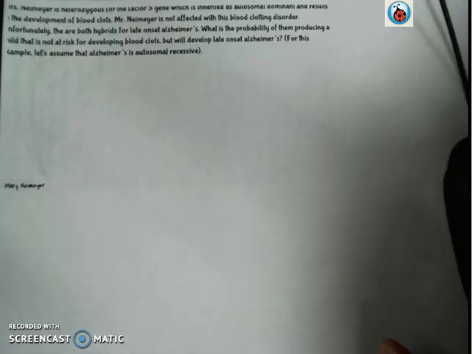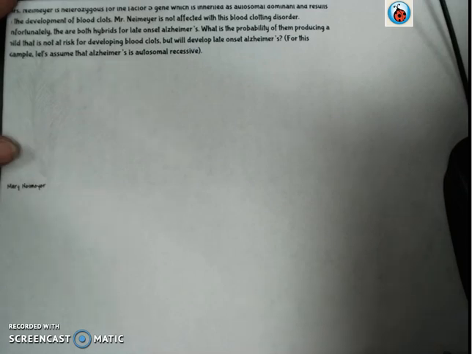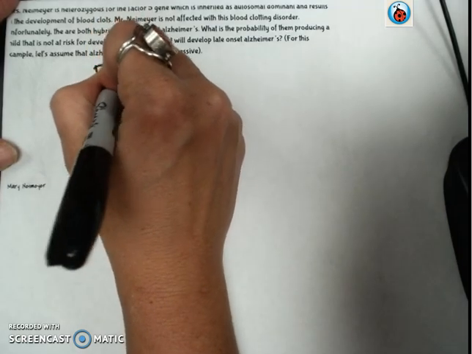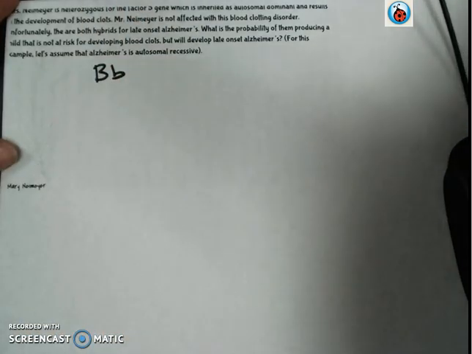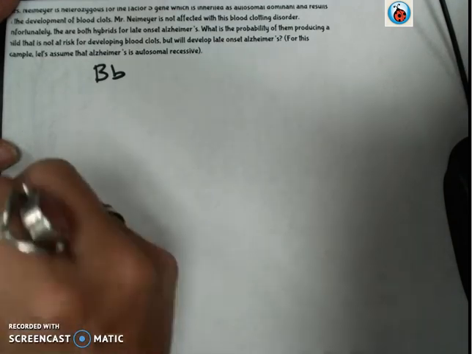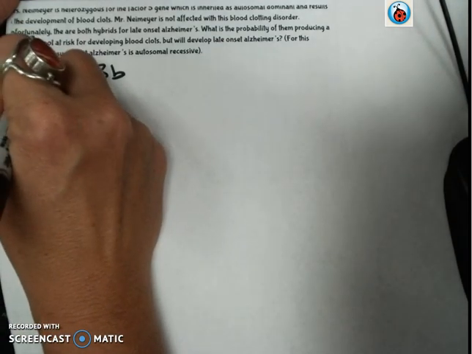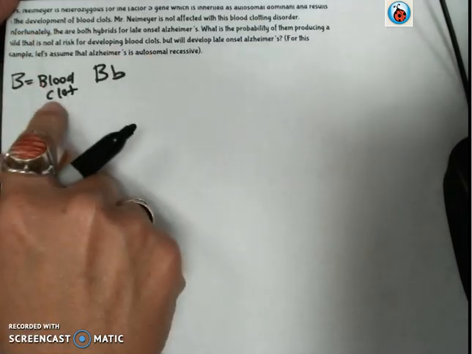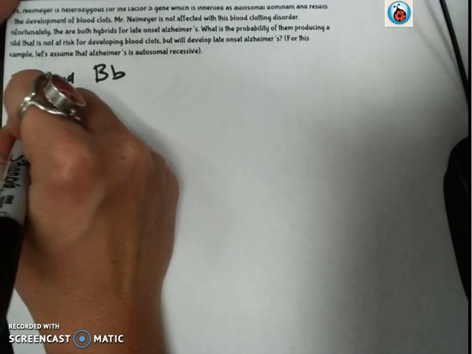Okay, so this says Mrs. Niemeyer, me, is heterozygous for the factor V gene, which is inherited as an autosomal dominant and results in the development of blood clots. So it tells me here that I'm heterozygous. Mr. Niemeyer is not affected with this blood clotting disorder. So right here it tells me that it is an autosomal dominant trait.